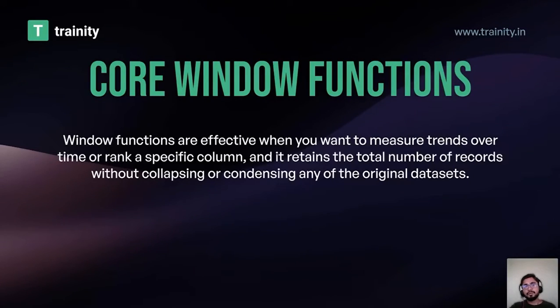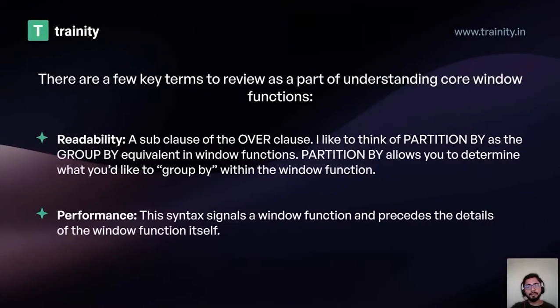Now, we'll take a look at some core window functions today. As I mentioned, they are effective when you want to measure trends over time or rank a particular column, and it retains the total number of records without collapsing or condensing any of the original data set. So that's the main highlight of a window function. It allows you to calculate an aggregate for each row without collapsing the number of rows.